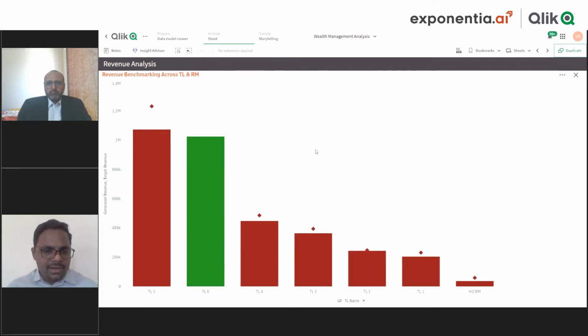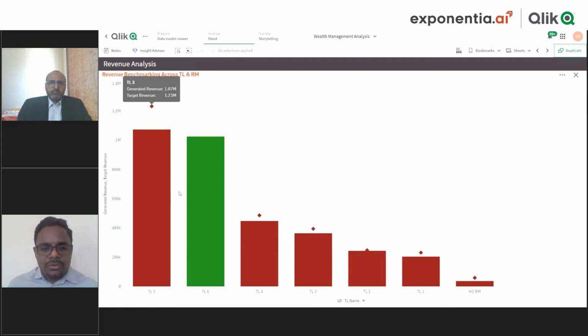Now, here is a chart which shows us the performance of our team leads vis-a-vis the targets they were following, right, for the month. And we can see that only one of the TLs, TL6, has met the performance, and it is highlighted in green. Rest of them are actually red, right? We can also see the difference between, say, the target as well as the achievement, and TL3 has missed the target by a long way.